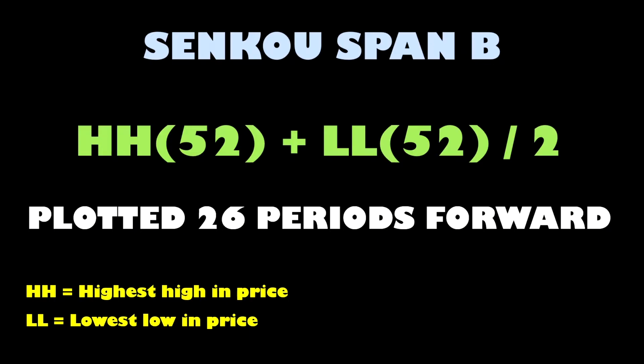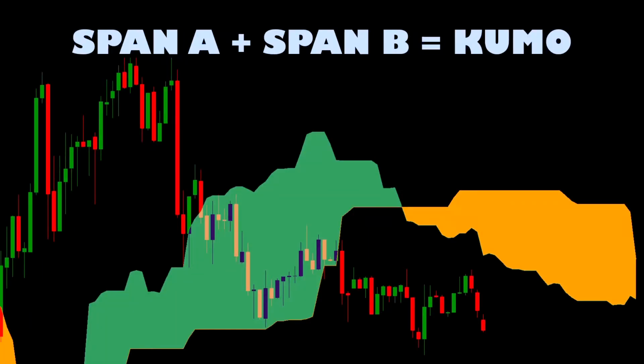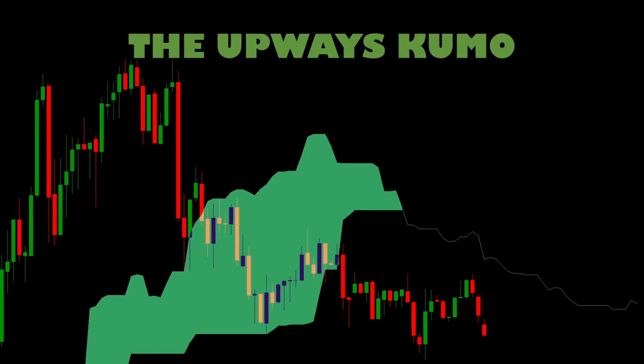Because of how they're plotted forward, the Senkou spans are sometimes known as leading span A and leading span B respectively. When we plot both Senkou span A and Senkou span B onto the price chart, the space between them is colored in to make the KUMO, meaning the cloud, because it looks like a cloud. It is a rational nickname, and we are using green and orange as our colors for whether the cloud is going up or coming down. If you wanted to just see the upward KUMO, that will hopefully be an option on your charting platform.